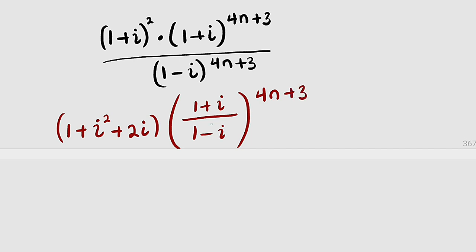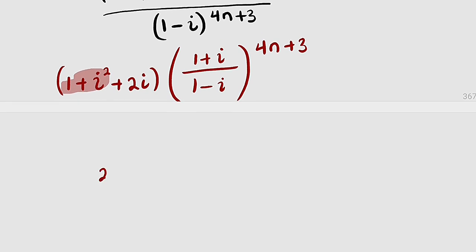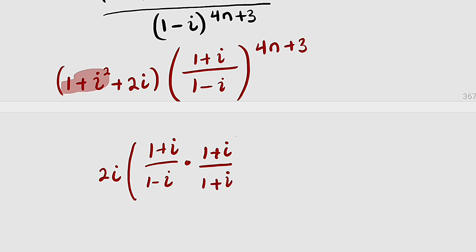Now I want us to simplify this first before we raise it to the power of 4n + 3. From this side, you know that i squared is -1. So we have -1 plus 1 is 0, so we only have 2i. So we have 2i multiplied by (1 + i) divided by (1 - i), which we can multiply the top and the bottom by the conjugate of the denominator just to make it real, right? So we have (1 + i) divided by (1 + i), to the power of 4n + 3.